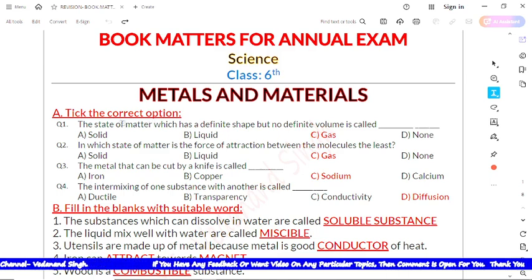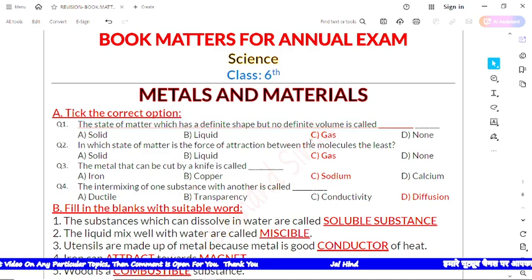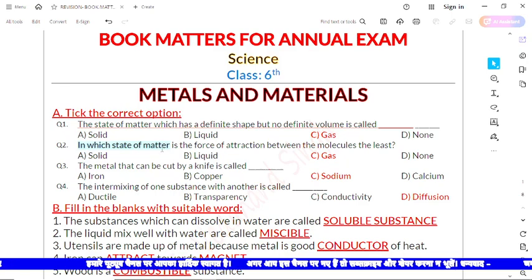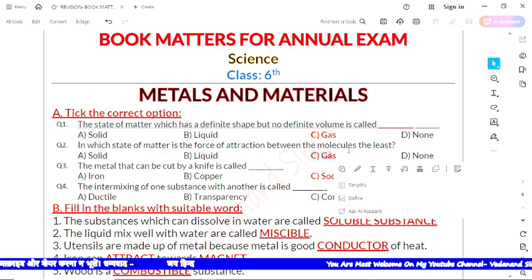See the first question: the state of matter which has a definite shape but no definite volume is called dash. The correct option of the question is C, gas. Now the second question: in which state of matter is the force of attraction between the molecules the least? The correct option of this question is gas. C is the correct option.